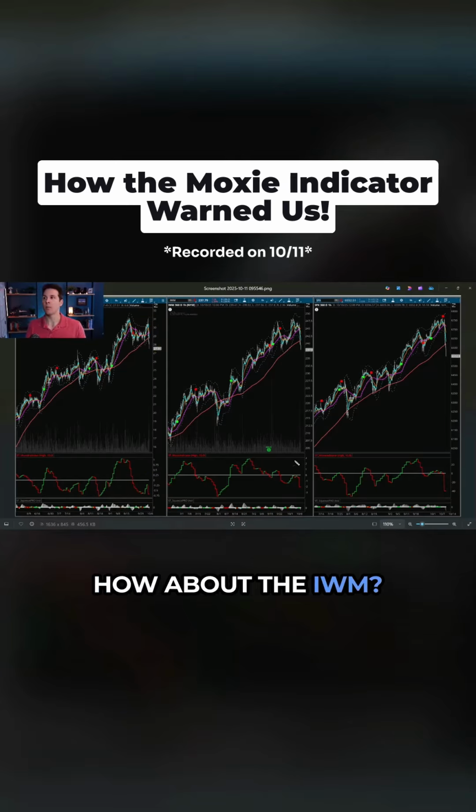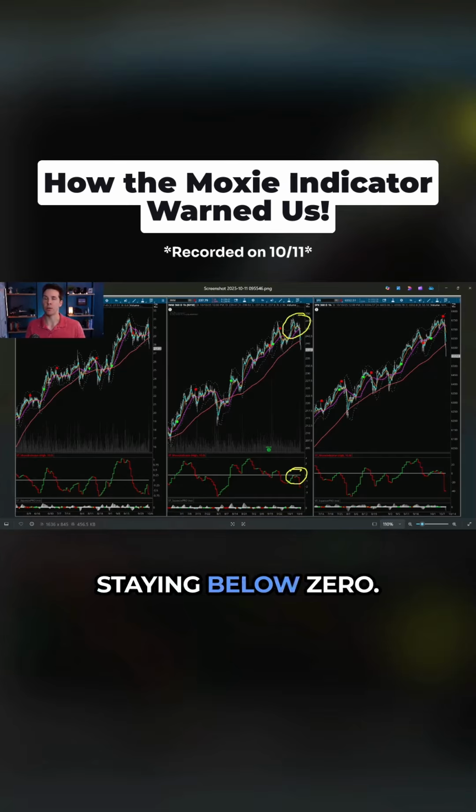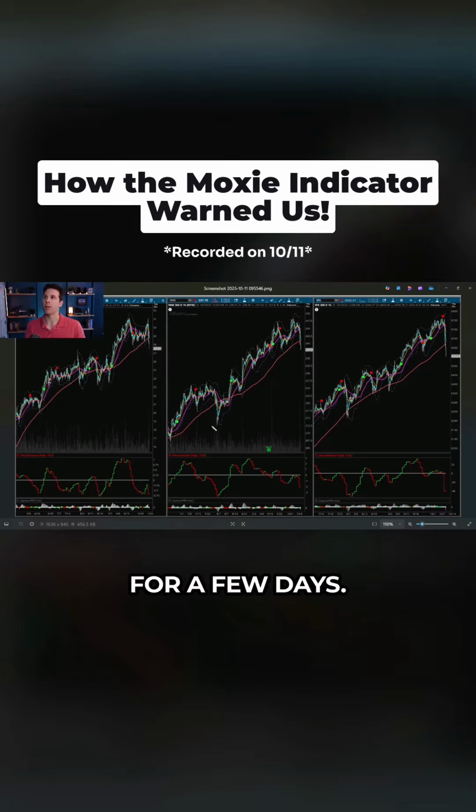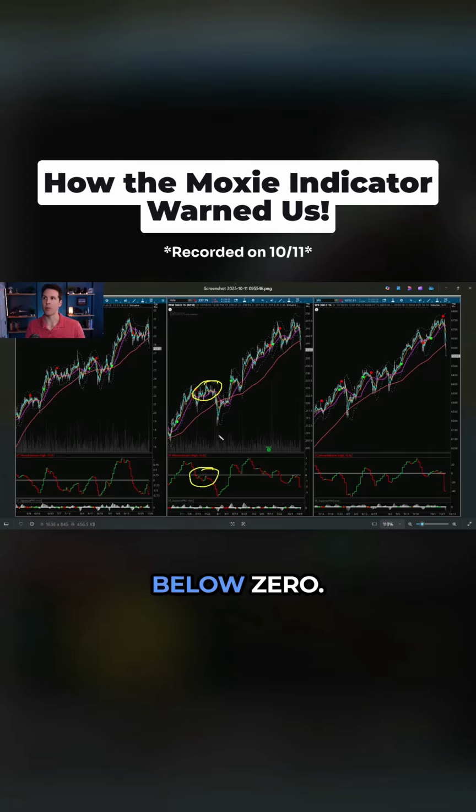How about the IWM? Same thing with the inverse trampoline move. Right here, price over the 50, Moxie indicator staying below zero. Something was happening. We knew this was happening for a few days. How about right here? You can see this was the last one. I want to say this was at the end of July into August. Price over the 50 SMA, Moxie indicator below zero, big drop. I've been telling people for weeks about this.